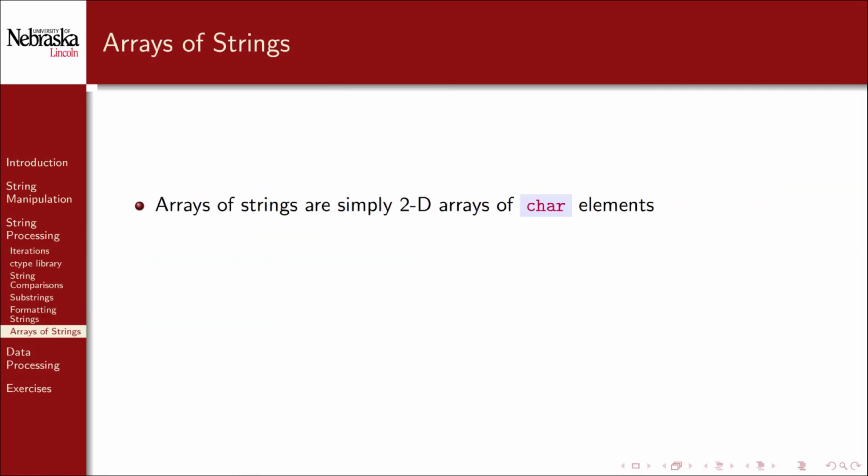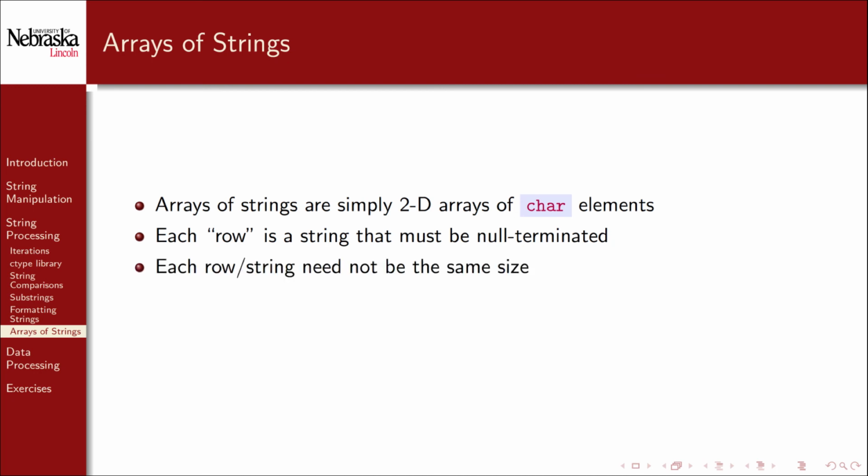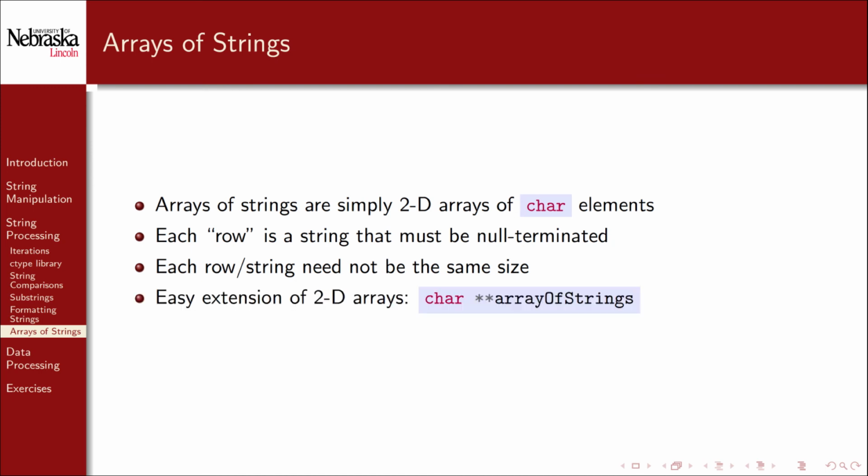Finally, when processing strings, you will often have to deal with collections of strings or arrays of strings. In C, arrays of strings are simply two-dimensional arrays of char elements. Each row is a string that must be null terminated. Each row or string does not need to be the same size, however. It's a simple and easy extension of our two-dimensional arrays, which we've already covered. Let's demonstrate a simple example.